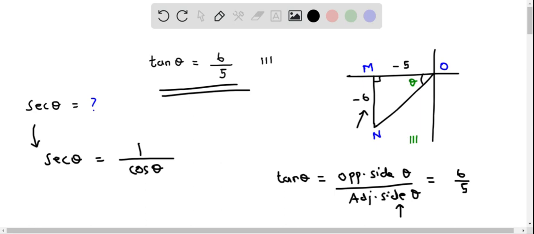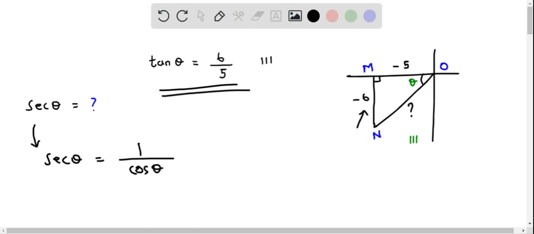Now the next step is to determine this hypotenuse ON, so that we can determine the cos theta ratio. And for that we can use the Pythagorean identity. So let me just remove this. Now using the Pythagorean identity, I can write down this OM quantity square, this is one of the side square, plus another side square, that is MN side square. This equals the hypotenuse square, that is ON square.